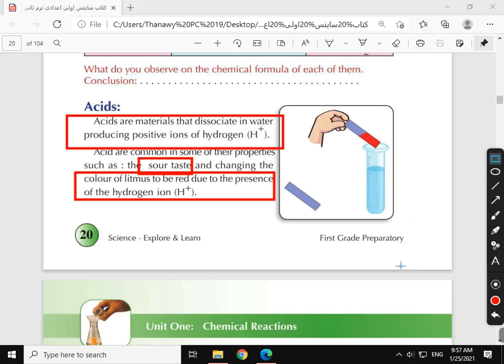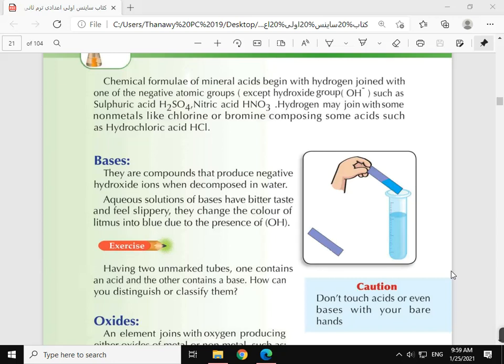Number one, it has sour taste and changes the color of litmus paper to red due to the presence of hydrogen ion. Give reason for acids turn the litmus paper to red. Due to the presence of hydrogen ion. And the chemical formula of mineral acids begins with hydrogen joined with one of negative atomic group such as sulfuric acid, nitric acid, and also hydrogen may join with some nonmetals like chlorine or bromine, like HCl and HBr.